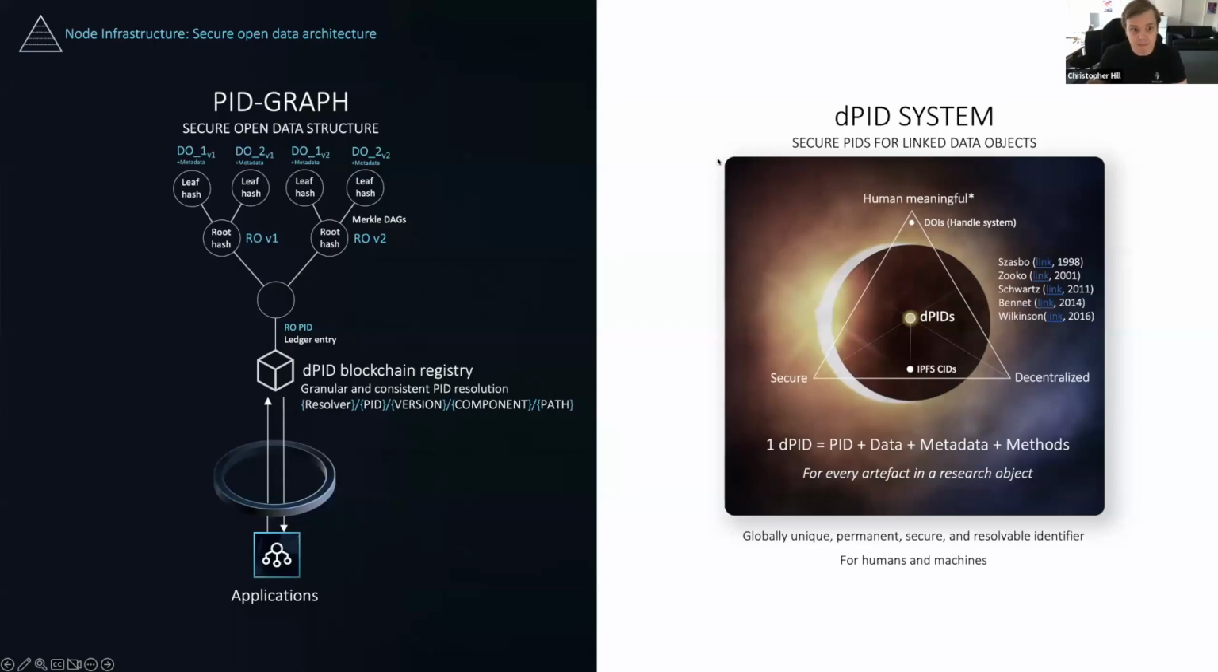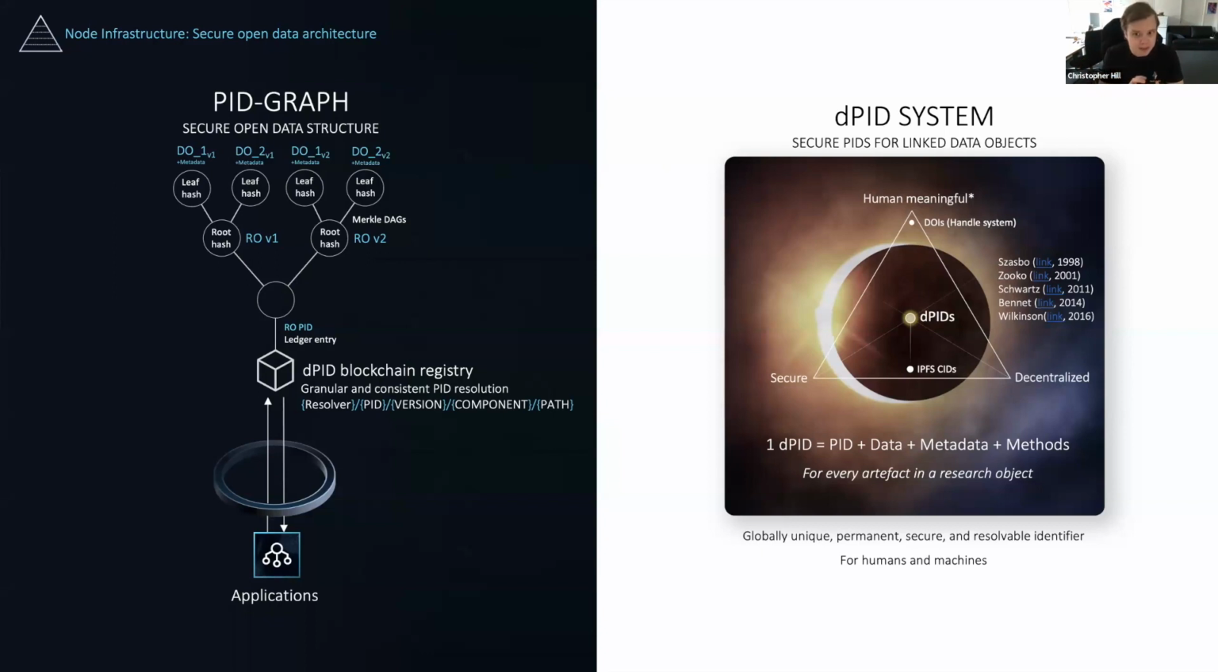So how does this work? Well, the idea is, where would you want to store these research objects? Should we take them and put them on a silo on AWS in a bucket? No, nobody wants that. We should create a truly open and decentralized system where we can store these objects.